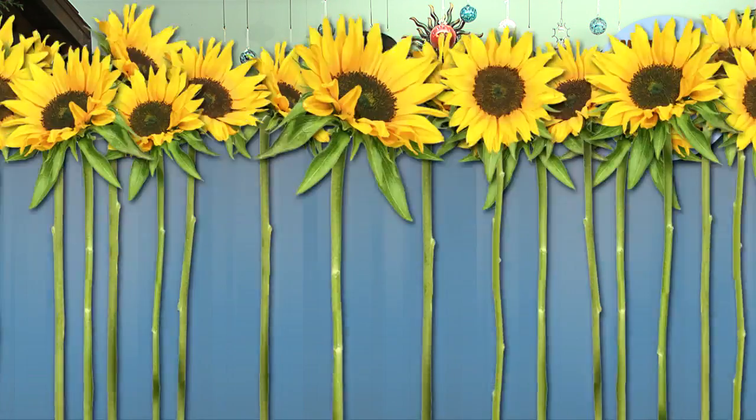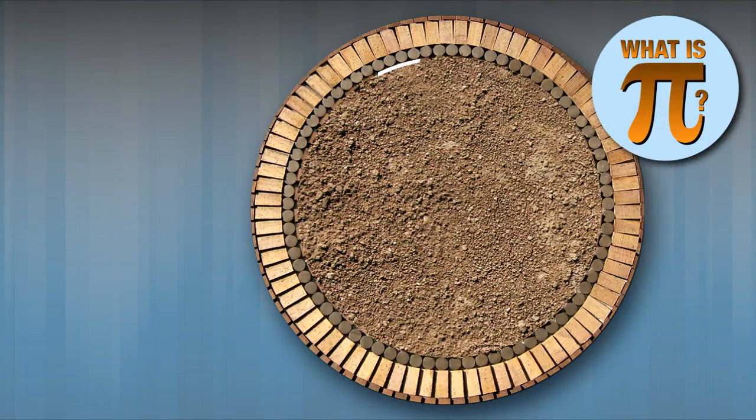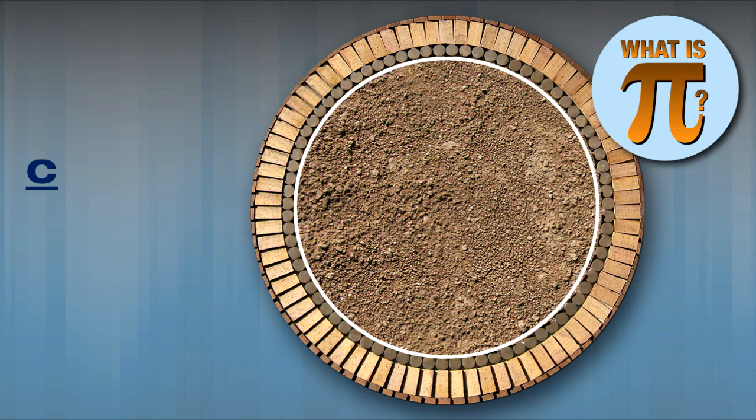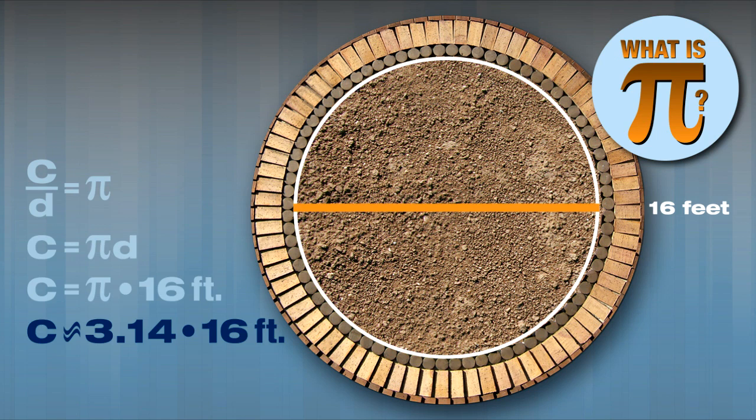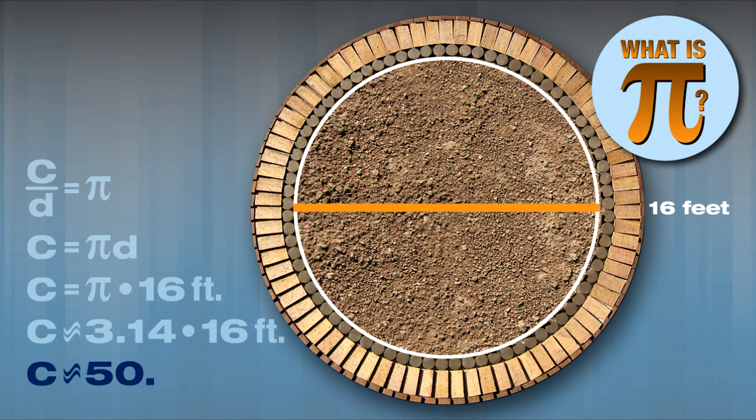Whoa! Let's look at this circular garden. If the circumference divided by diameter equals pi, then circumference equals pi times diameter. Knowing the circumference will tell Bree how much edging she needs. The diameter of this circle is 16 feet, so the circumference is about 50.24 feet. Can you believe how easy that is?